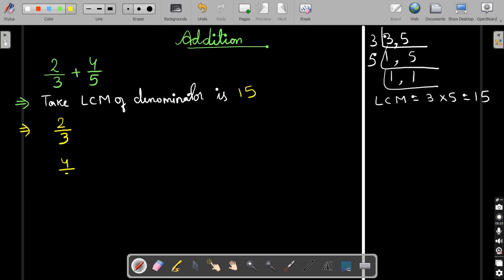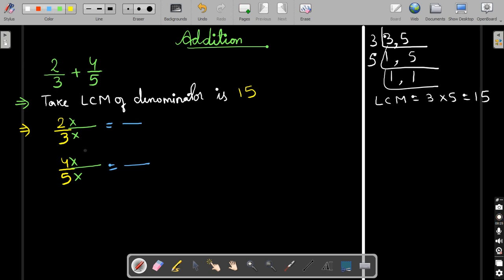Then 4 by 5 I am going to add. Already I told you the next step I need to do. I will put multiply dash, multiply dash, and after that an equal to symbol, again equal to symbol, and dash dash. Now what number did I get? The number I got here is 15. That is the LCM, 15.